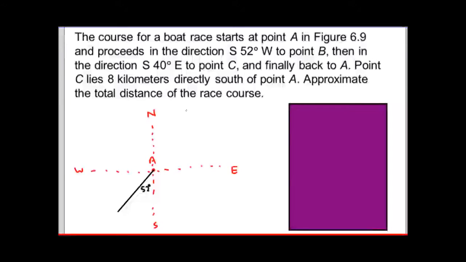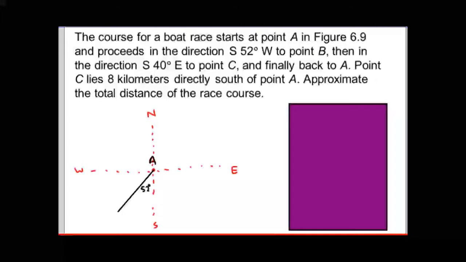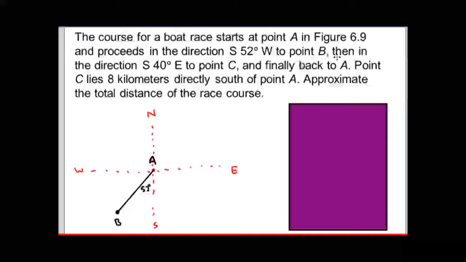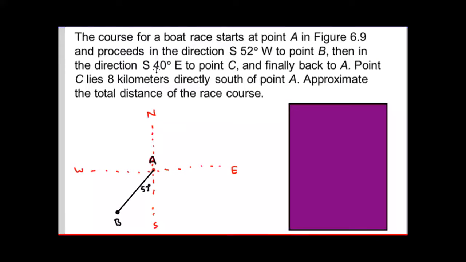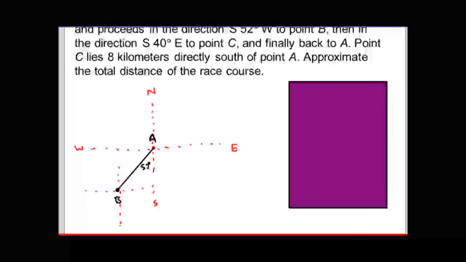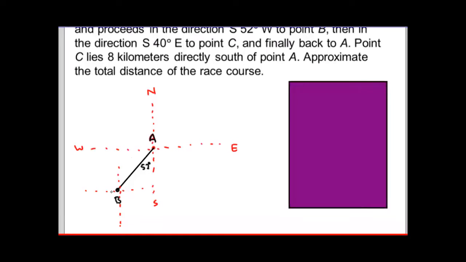So let's call this right here. Okay, so here is point A. Let's call this right here point B. Okay, then in the direction south 40 degrees east to point C. So it's going to do the same type of thing. I'll do a little compass on here to help us out. But this time, instead of going due south, it swings to the east. So this time it's here, and it swings to the east.